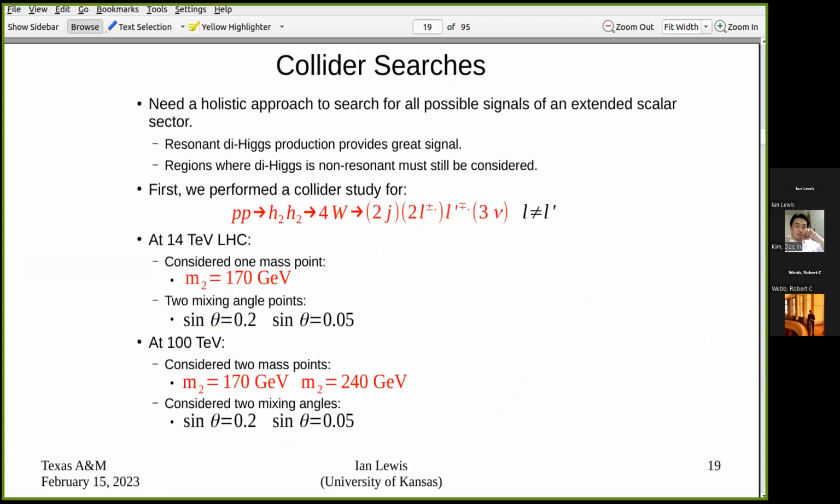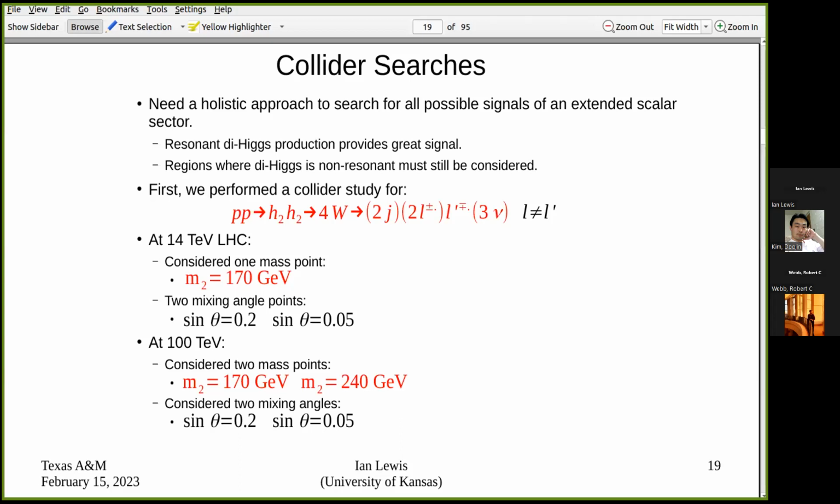So we did a collider search, or a simulation, for this. We need a holistic approach to search for all possible signals of the extended scalar sector. Resonant double Higgs production provides a great signal. It's been done for a long time, but there are a lot of regions where Higgs production is not resonant, and we need to consider that as well. Then we focused on this process that I tried to motivate, H2H2. The two masses we're looking at are 170 GeV and 240 GeV. It decays predominantly to W, so it's a 4W final state, and then we look at tri-leptons plus two jets and some missing energy.